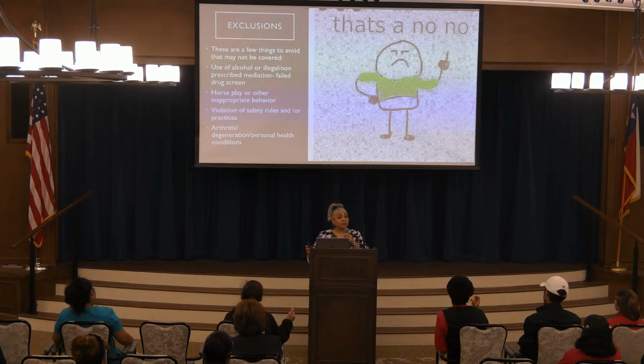Violation of safety rules and practices. So you know what you're supposed to do for your job to be safe in it, and if you violate those safety protocols... This is a work injury benefit plan. You probably have an employee handbook. Your employee handbook illustrates safety procedures to do your job correctly.